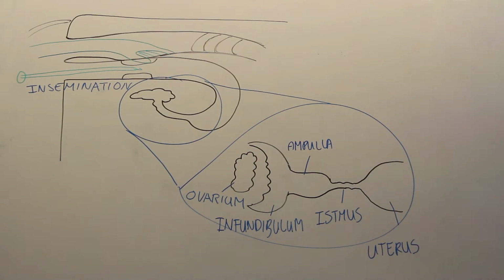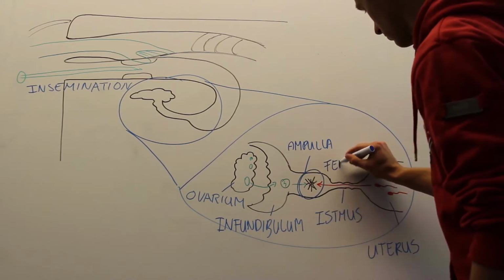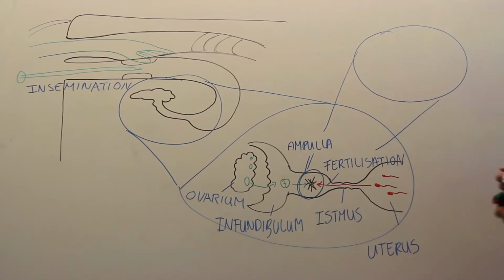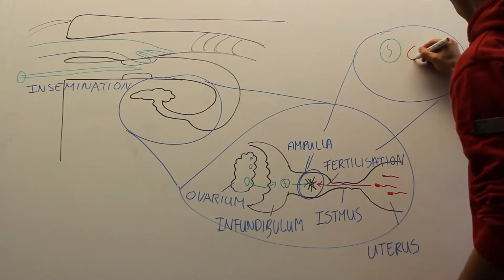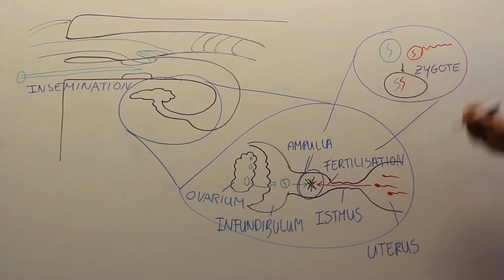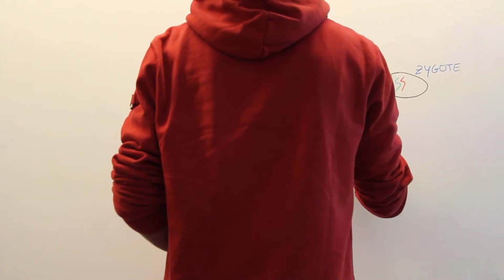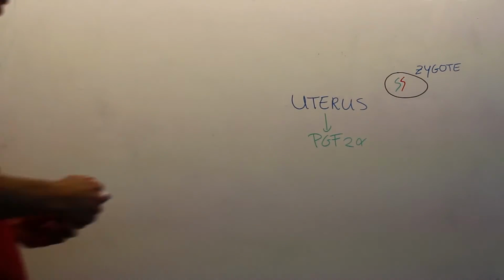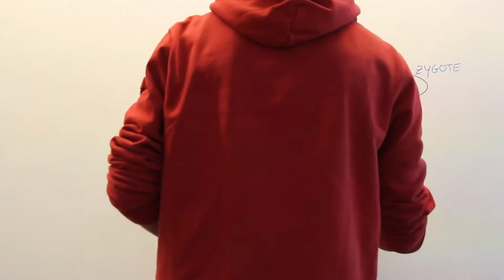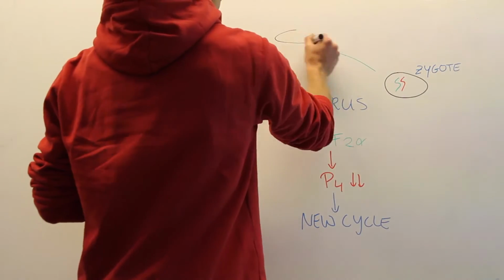Meanwhile, the oocyte leaves the ovary, passes through the infundibulum, and meets the spermatozoa in the ampulla, where fertilization takes place. The oocyte and spermatozoon fuse, forming a zygote. The zygote is a single 2N diploid cell. The zygote undergoes a series of mitotic divisions called cleavage divisions, in which the total amount of cytoplasm remains the same. This yields 2, 4, 8, 16, and 32 daughter cells.